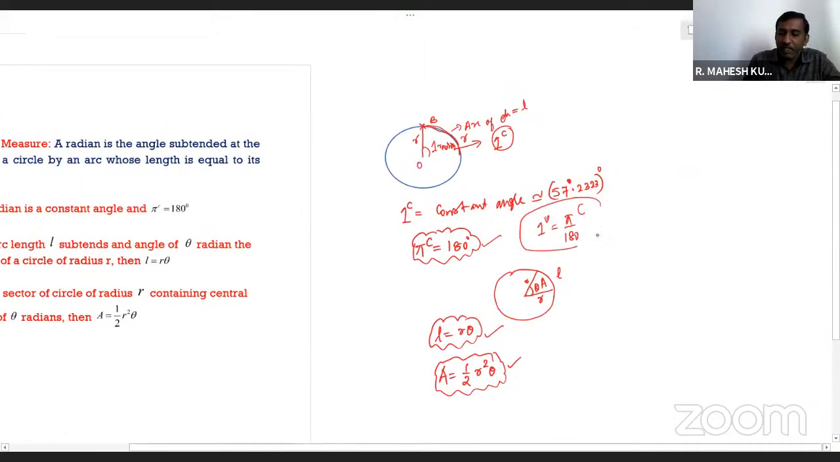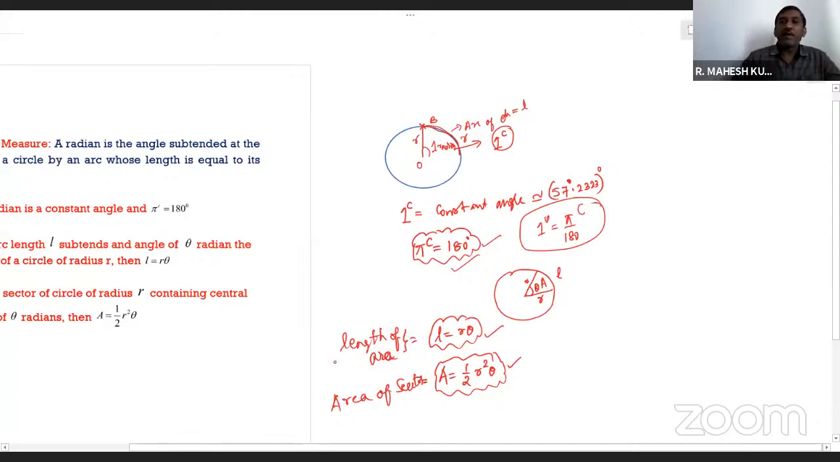1 degree is equal to pi by 180 radian. Pi radian is equal to 180 degrees. Length of the arc is given by r theta. And the area of a sector of a circle is given by half r square theta. Here L is nothing but the length of the arc, given by r theta. So try to remember this.